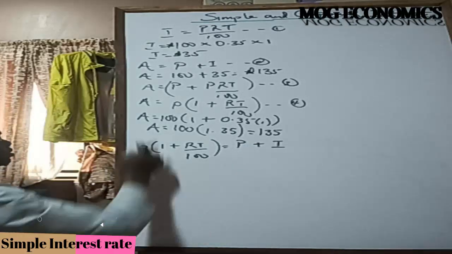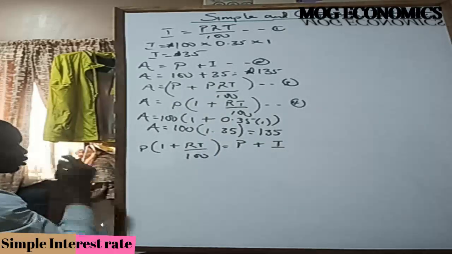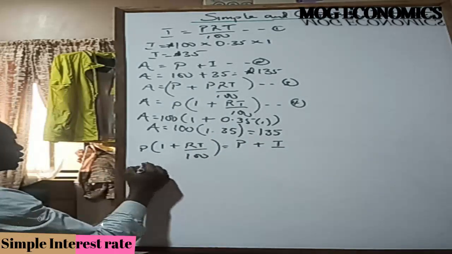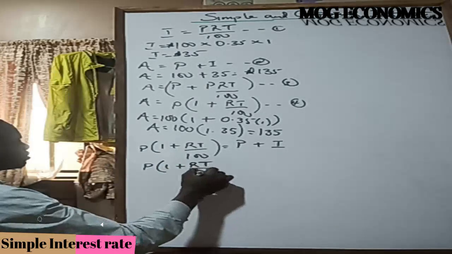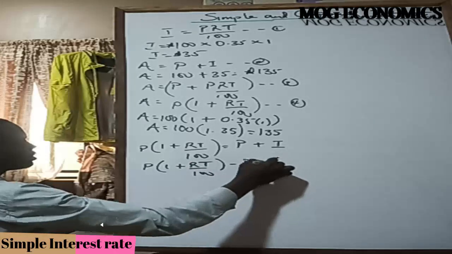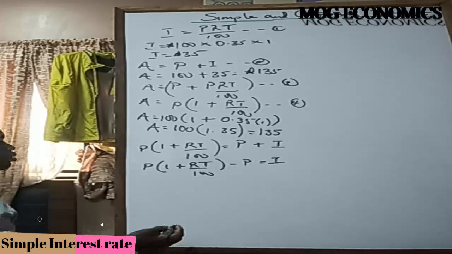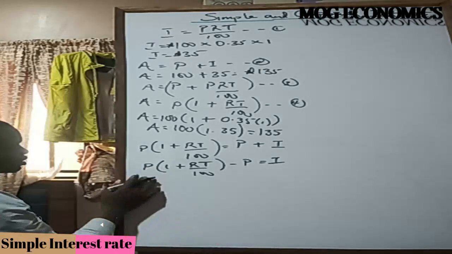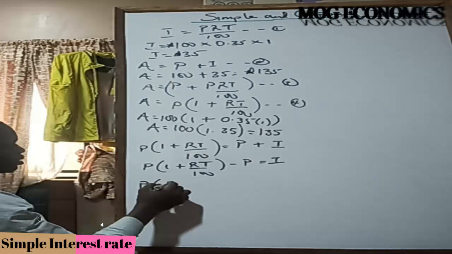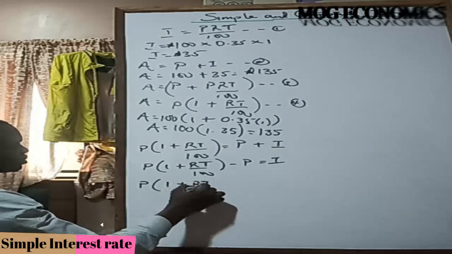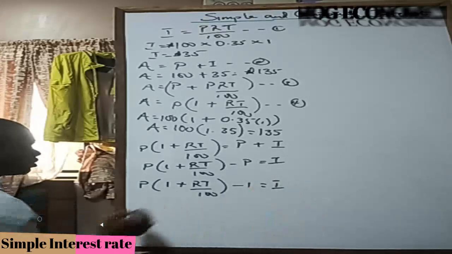Alright, so we could also do this. Since we've established that A is already this, just substitute here, then it equals P plus I. So how then do we get our I out? We have P(1 plus RT over 100) minus P equals I. So this is another way we could get our I out. You could also still, P is common here, P is common here, so we just take P out: P(1 plus RT over 100 minus 1) equals I.